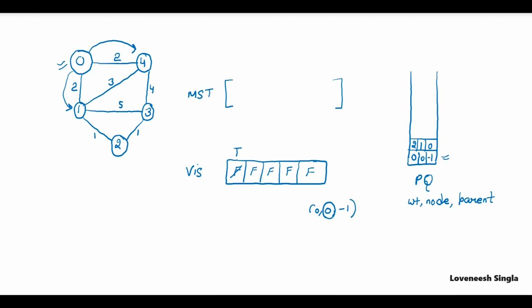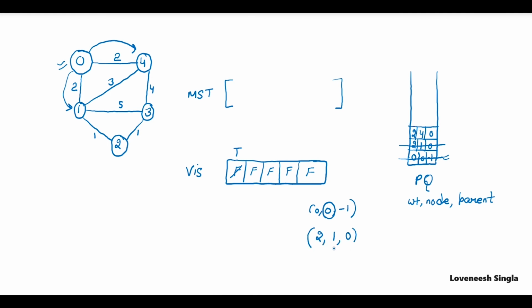Similarly, we will insert for 4th node. So from 0, we can move to 4 with weight 2. So node is 4 and parent is 0. This we have removed. Now we will take out another element from this priority queue with minimum weight. As both nodes have the same weight, we will get this from the priority queue. So weight is 2 and the node is 1 and the parent is 0.